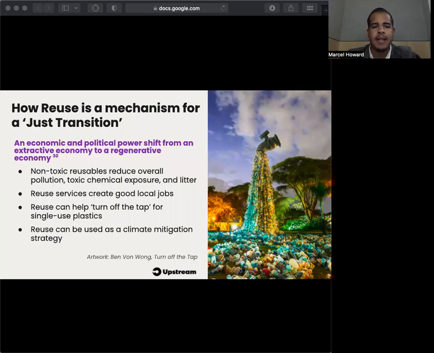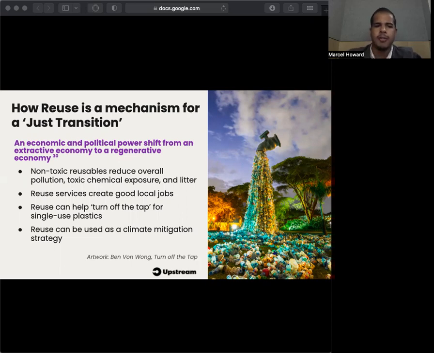Now, in order to combat some of these community impacts, reuse can be a potential pathway for a just transition. A just transition refers to building upon an economic and political power shift from an extractive economy to a regenerative economy, and approaches production and consumption cycles holistically and waste-free. The transition itself must be just and equitable, redressing past harms and creating new relationships of power.